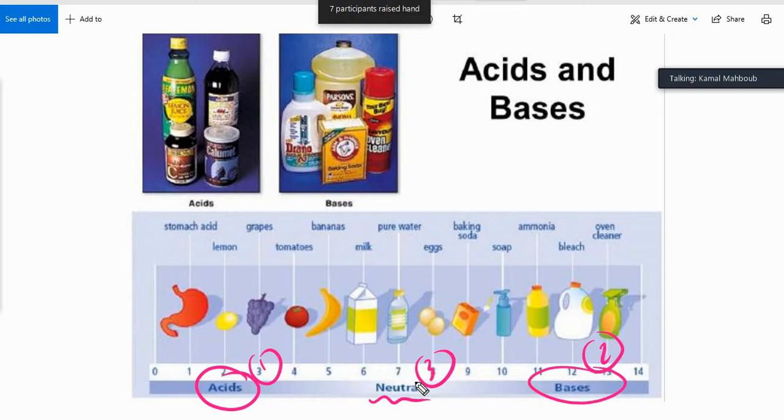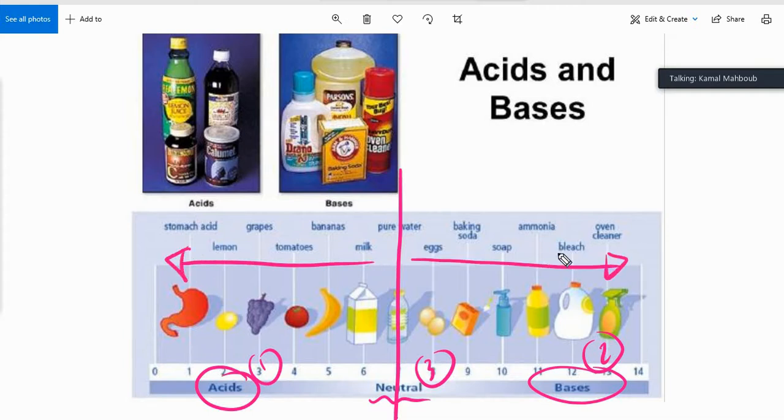If you look over here, guys, we can divide this chart down here into 2 sides, the left side and the right side, or the east and west. The left side, all of that are acids. We start from milk and end with the stomach acid. Also we have lemon, grapes, tomato, banana. All of that are acids. But some of them will be weak acid, like milk, like tomato. Some of them will be strong acid, like lemon, like acid in your stomach.